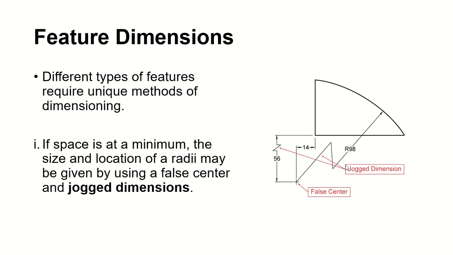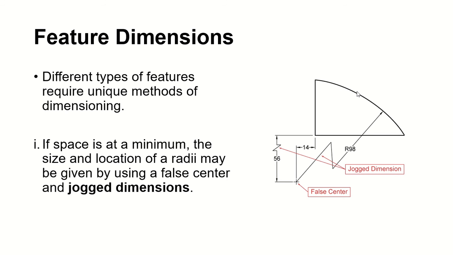All right, so limited space. If you have space like this, very limited, that you can't possibly dimension in a regular way, you have to use a special method. This is called the jog dimension. See how we jog it. So here is a jog dimension.